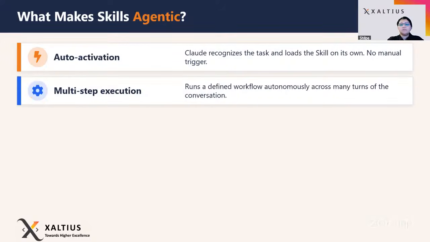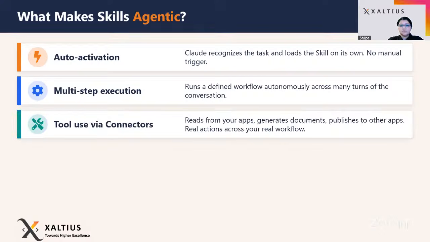The second thing is the multi-step execution feature. Once the skill is activated, it runs a defined workflow autonomously. So Claude will automatically orchestrate all the required steps, including the tool's activation. You may only need to step in for judgment calls if you have designed the workflow with the human in the loop principle. Next is connectors, as I gave a preview in the previous slide.